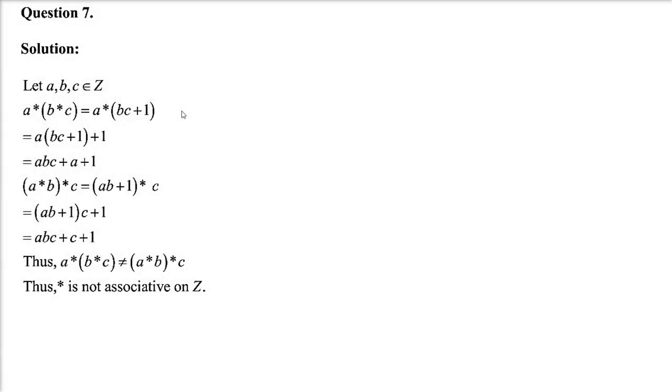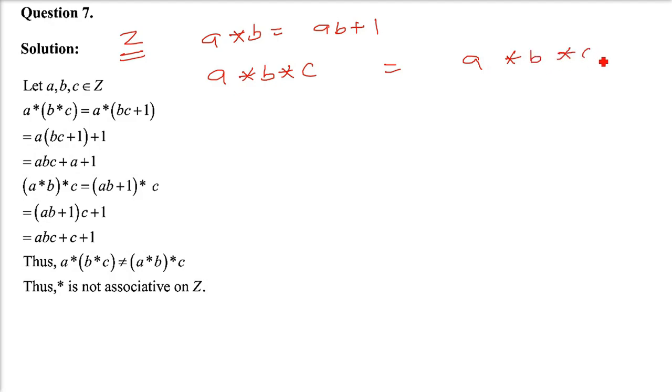Now question number 7. On the set Z of integers, a binary operation star is defined by A star B equals AB plus 1 for all A, B belongs to Z. Prove that star is not associative on Z. So associative means what? A star B star C equals A star B star C, with the brackets placed differently. So first B star C: just replace A with B and B with C, so BC plus 1.